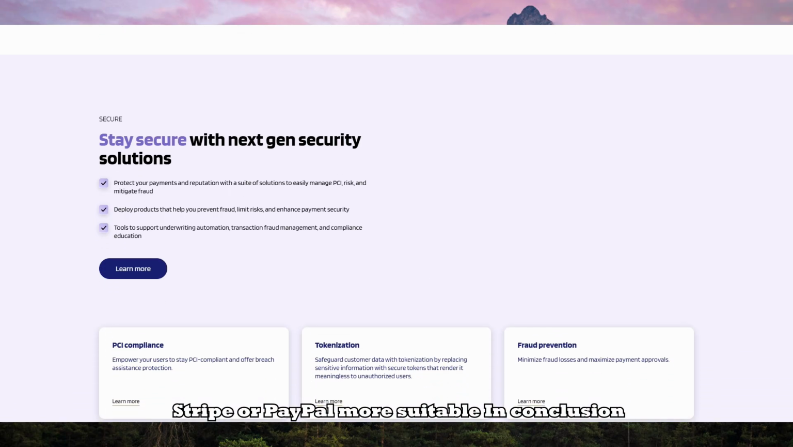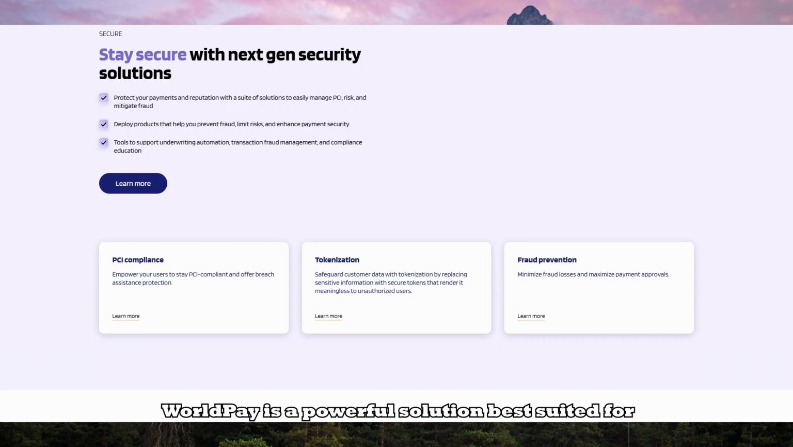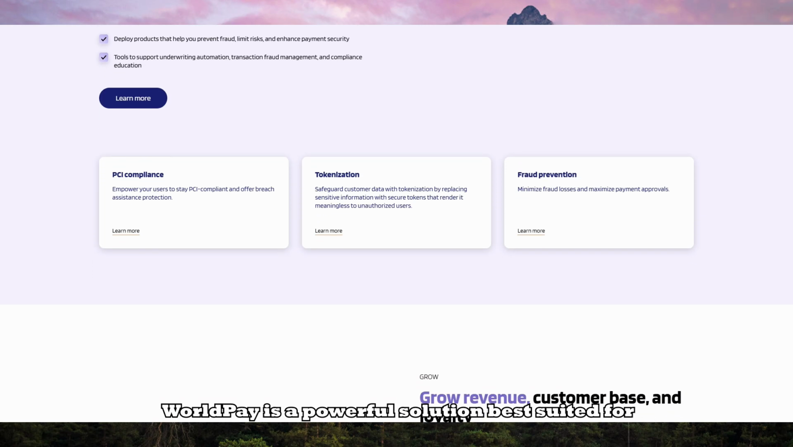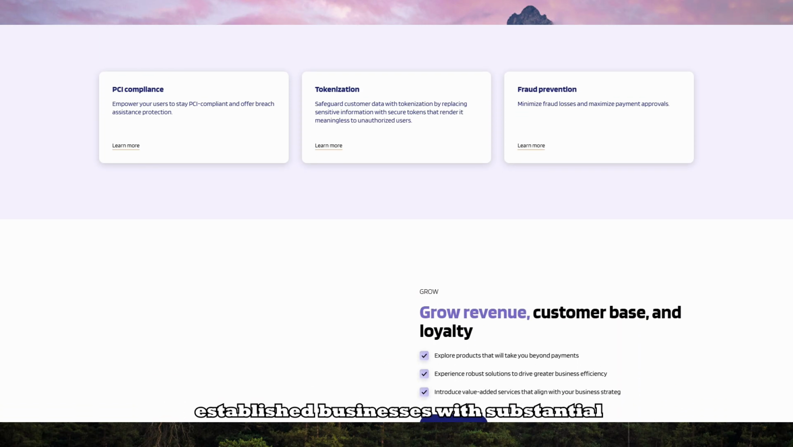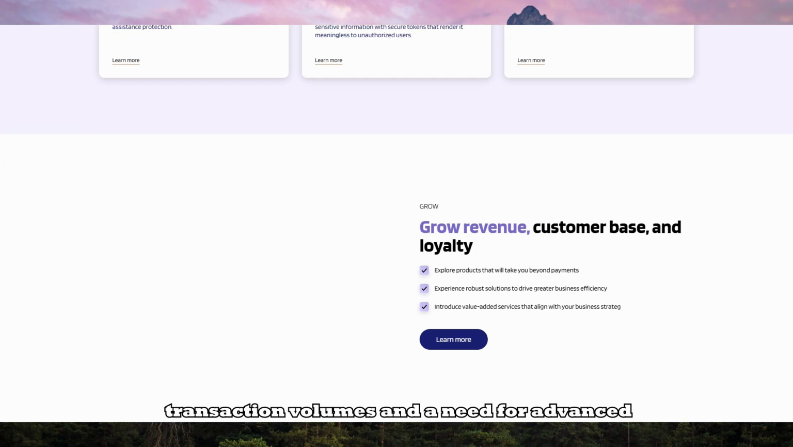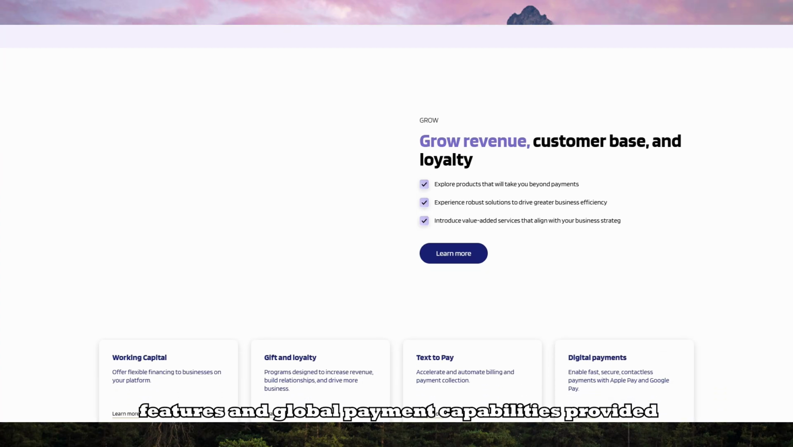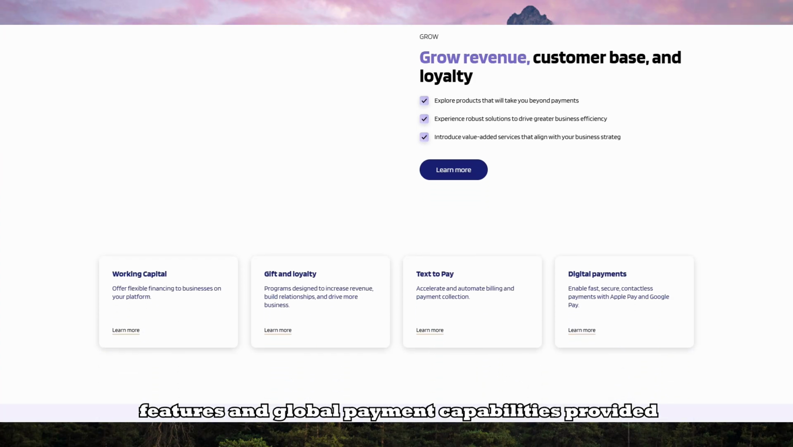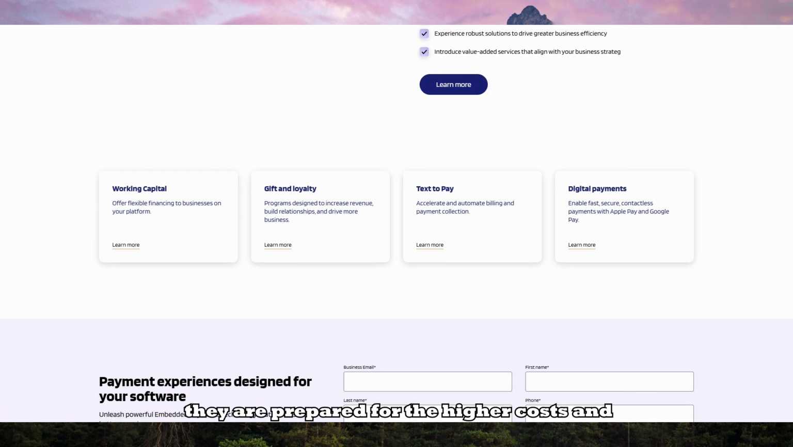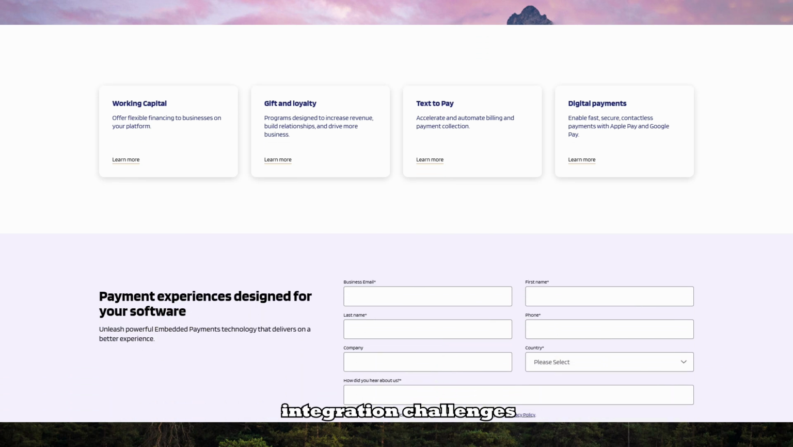PayPal more suitable. In conclusion, WorldPay is a powerful solution best suited for established businesses with substantial transaction volumes and a need for advanced features and global payment capabilities, provided they are prepared for the higher costs and integration challenges.